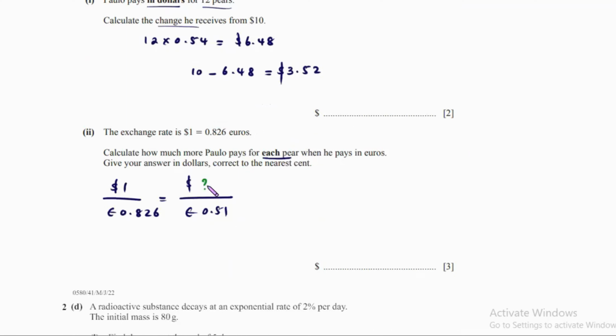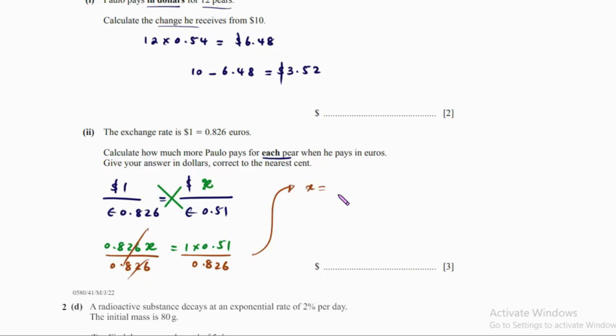Then if I'm to do that, I will label this as X, and I'm going to cross multiply this to solve and find what X is. So when I cross multiply, this 1 gets multiplied by this 0.51. So that's 1 times 0.51. That's the same 0.51. And this 0.826 gets multiplied with this X that we have here. That becomes 0.826X, which means for me to find what X is, I need to divide both the sides by this 0.826 because I need to get rid of this 0.826 that I have here. So when I do that, I get the value of X, but this is going to be in dollars.